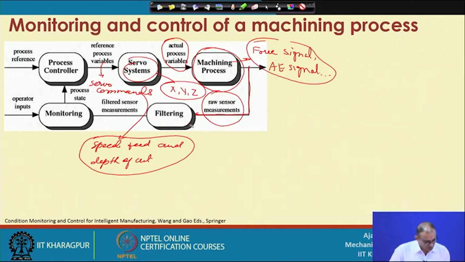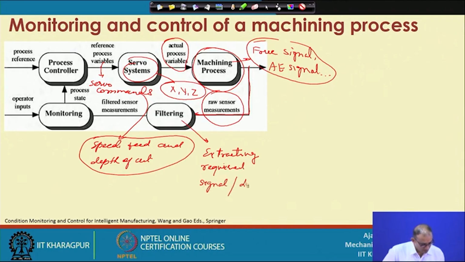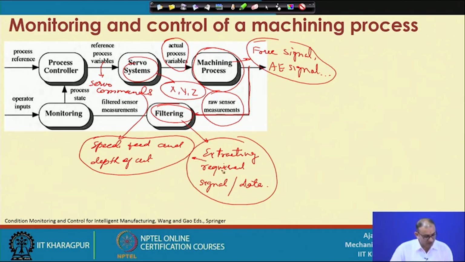In filtering, you are actually removing the unwanted data, or you are actually extracting the required signal or data, right. So, that is by which you can do filtering. So, you are now extracting only those things which are important to you, and then the filtered sensor data will go to the monitoring system. So, now here you are monitoring those things, and suppose you are using a force signal, right.